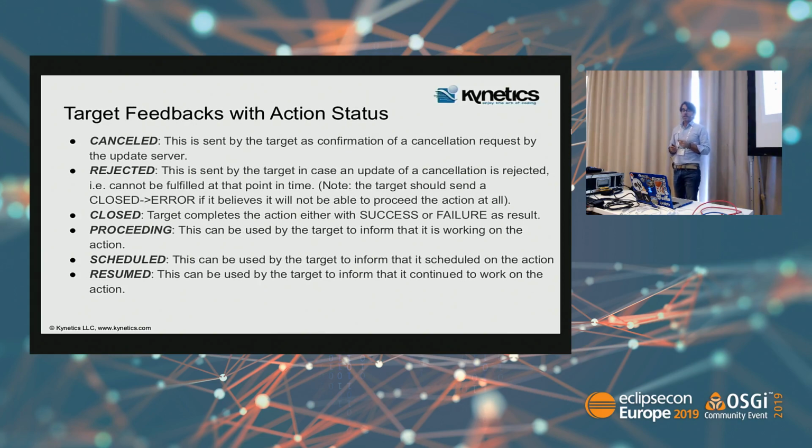These are the feedback statuses. So we said the server sent an action, the device has to process that action, and it has to tell the server, hey, this is what I'm doing, with some kind of feedback and statuses. So: canceled, rejected, closed, proceeding, scheduled, resumed. All these statuses tell the server where the client is at. So all of this is in the API of hawkBit, and writing the logic is a job, because from all this power, you have to design your business logic in order for your device to use all these things in the right way.